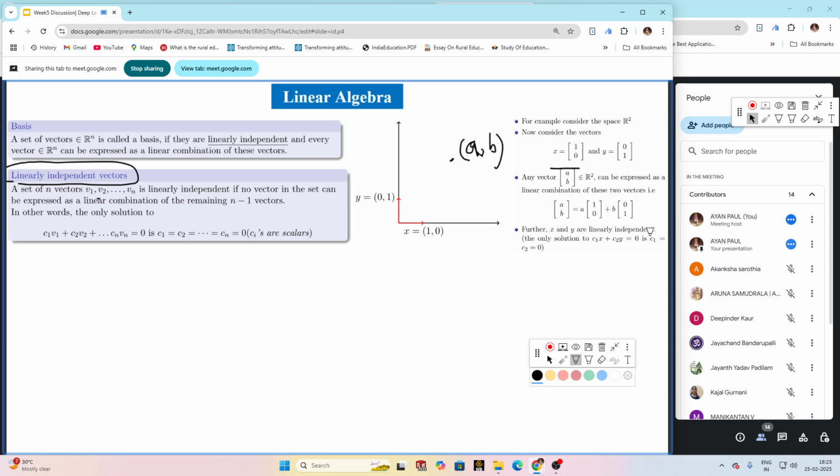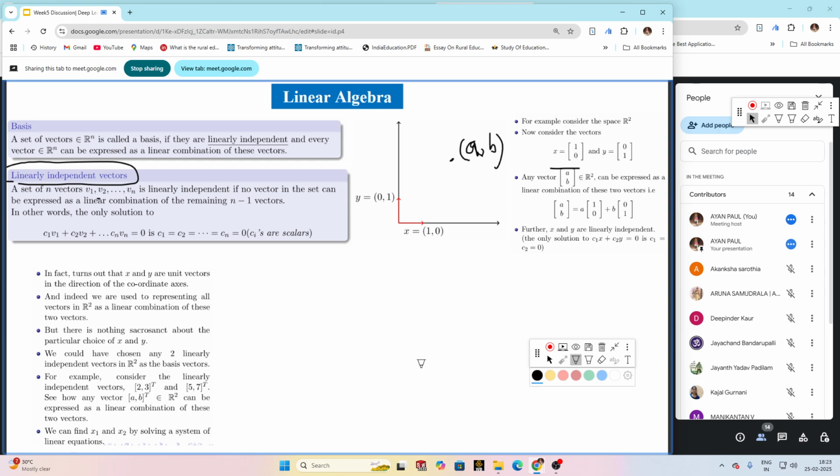Further, if x and y are linearly independent, we can project this point a comma b onto any basis such that the two bases are linearly independent, that is, c1 and c2 are linearly independent. If x and y are bases, then x and y are linearly independent. So we can project this point a comma b on any basis. Okay, so this is the concept. For example, if we have a point a comma b, we can also project it. Earlier we projected it in the basis 1, 0 and 0, 1.